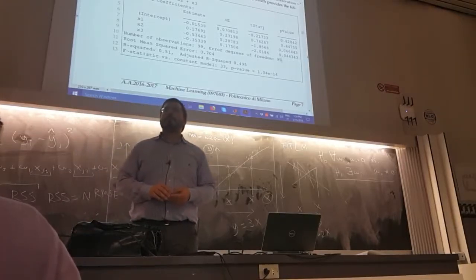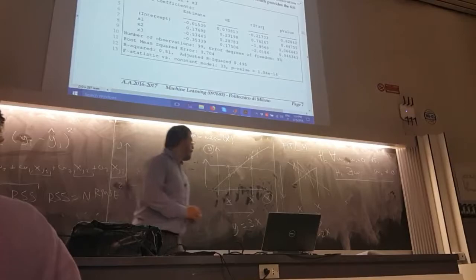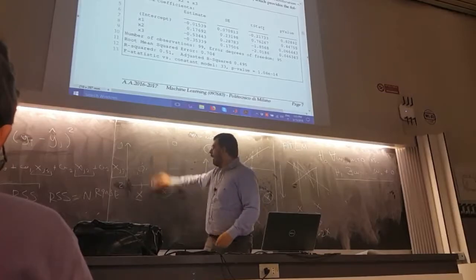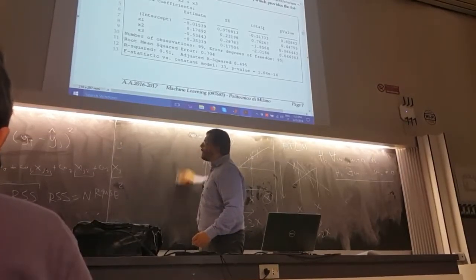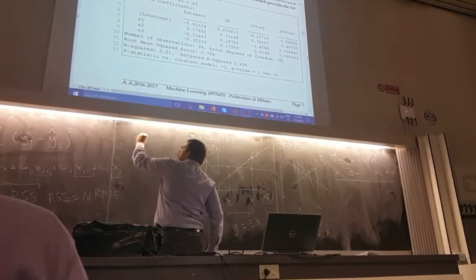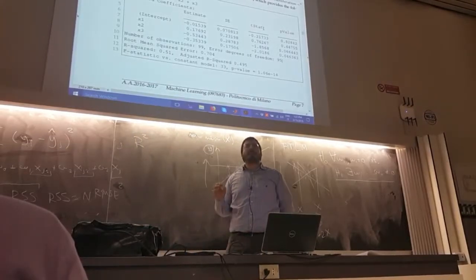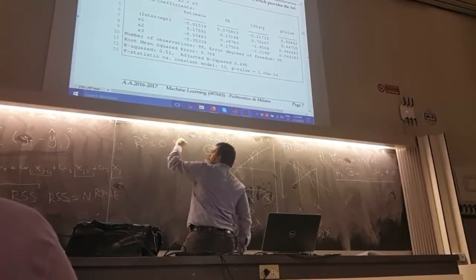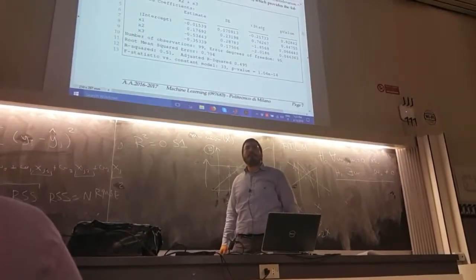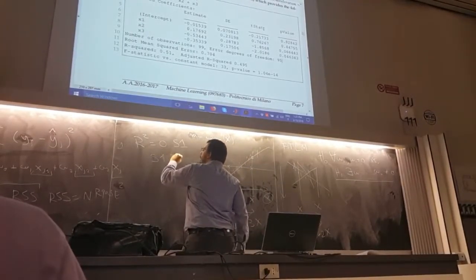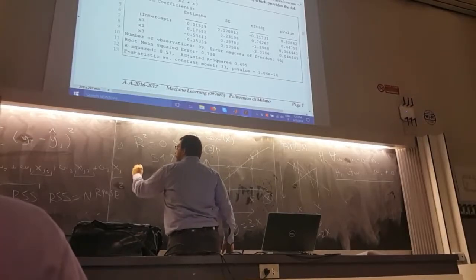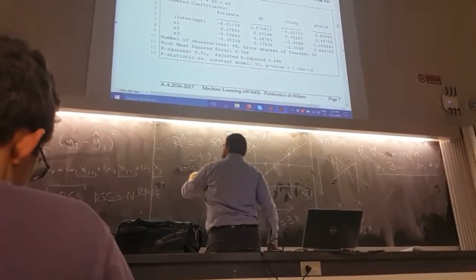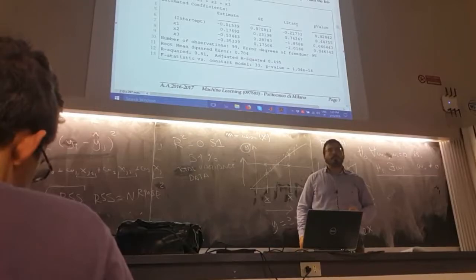Could you please repeat how we should answer the fourth question? The one with the R squared. R squared, okay. So R squared is the percentage of variance explained by the model. If you have R squared equal to 0.51, it means that 51% of the total variance of the data is explained by the model.